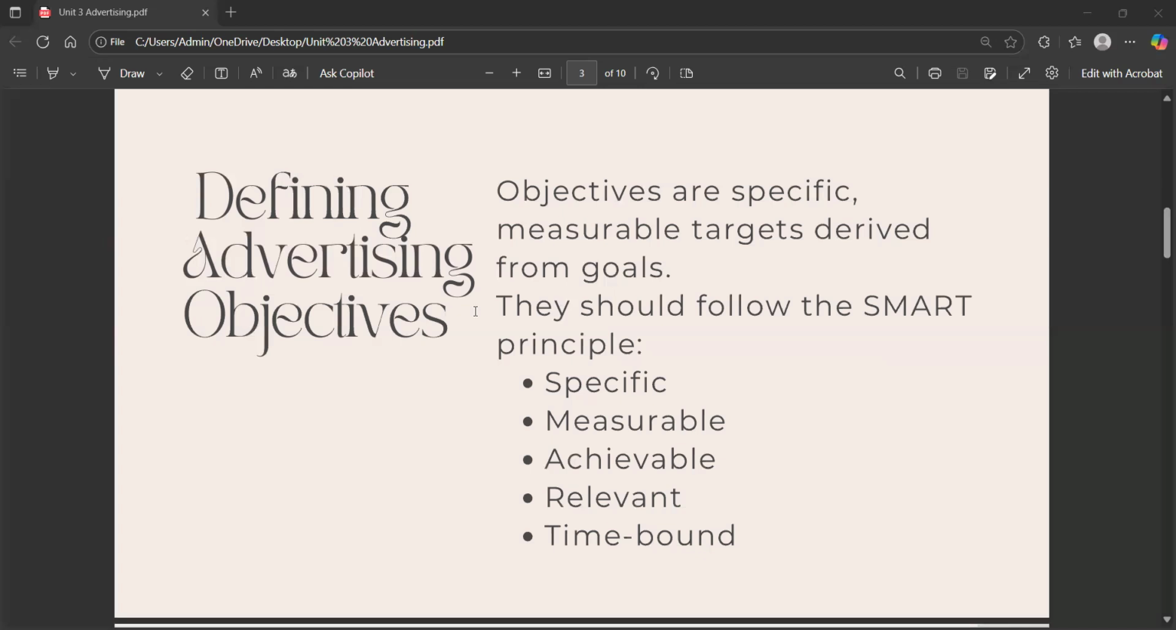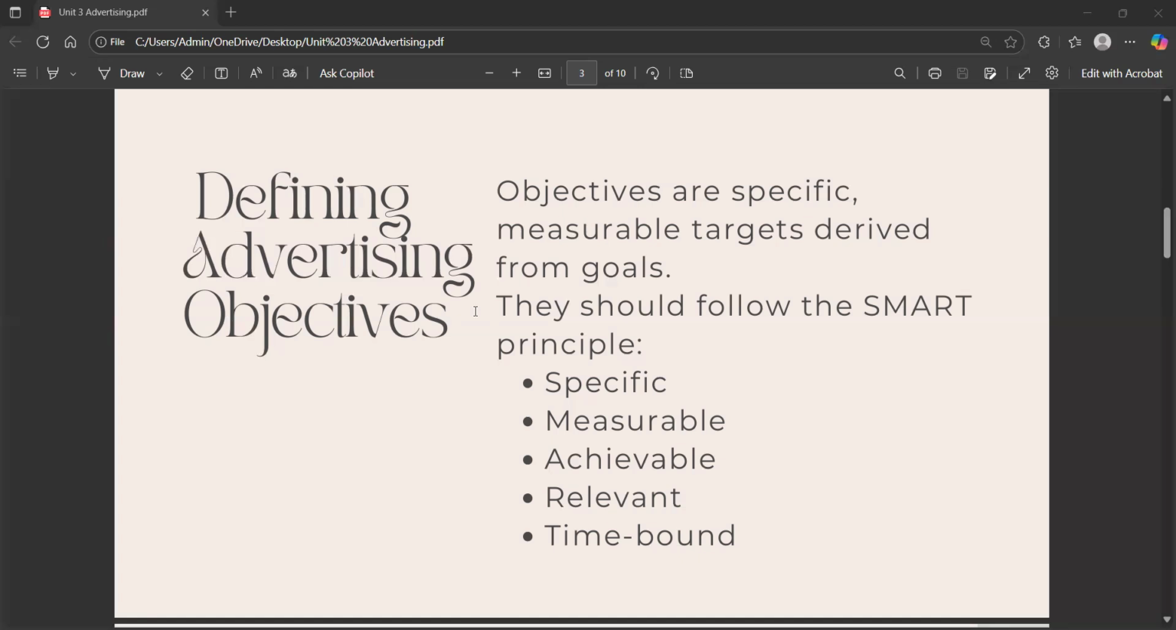S in SMART stands for specific. That means our objectives should be specific. M stands for measurable. That means our objective should be measurable. A stands for achievable. It should not be hypothetical, or it should not exist in a parallel universe. It should exist in our universe and it should be achievable. Then R stands for relevant. That means our product should be relevant to the consumer needs and wants. And the last one, T, stands for time bound. That we need to ensure the timely delivery of our product.